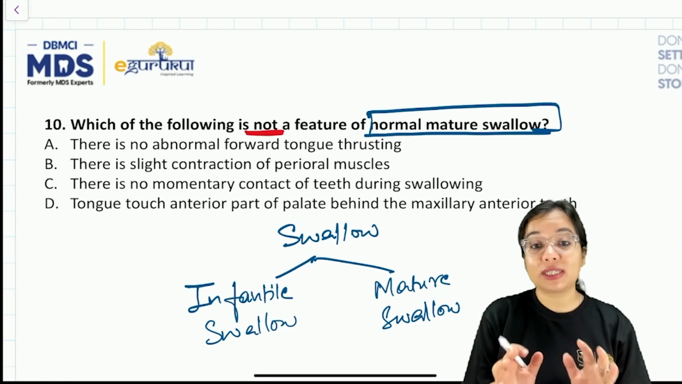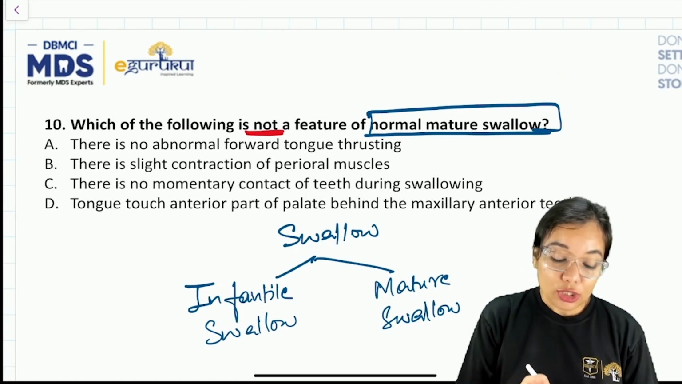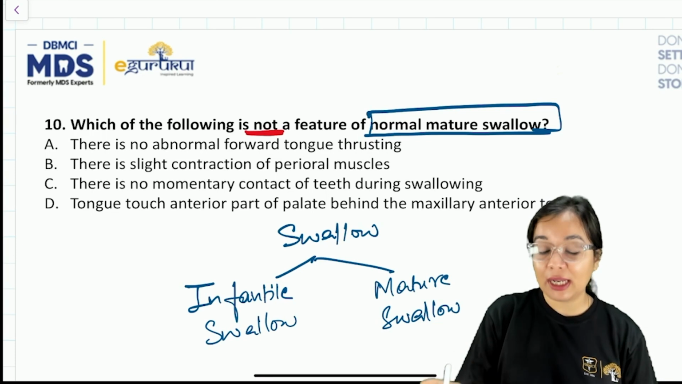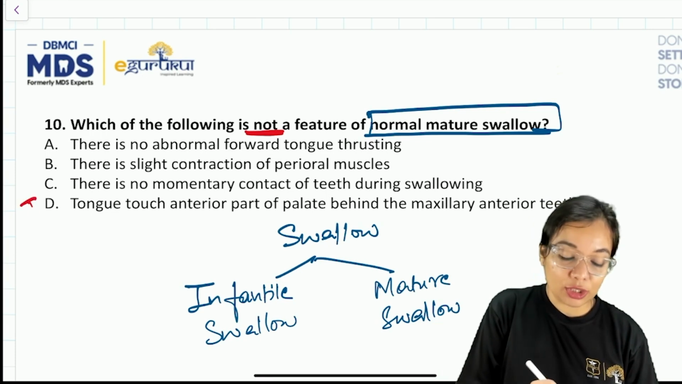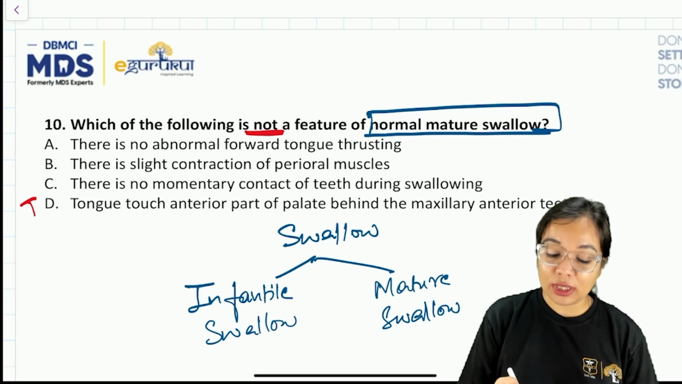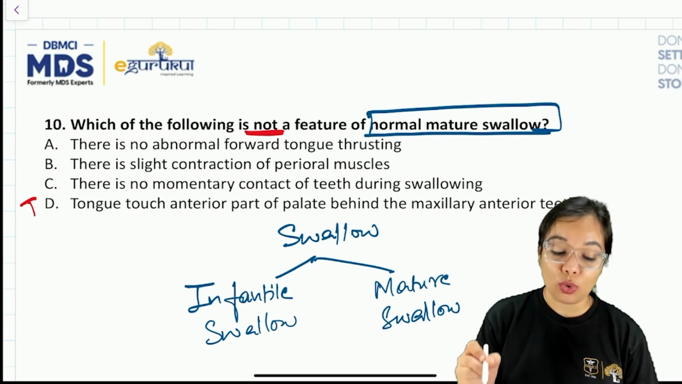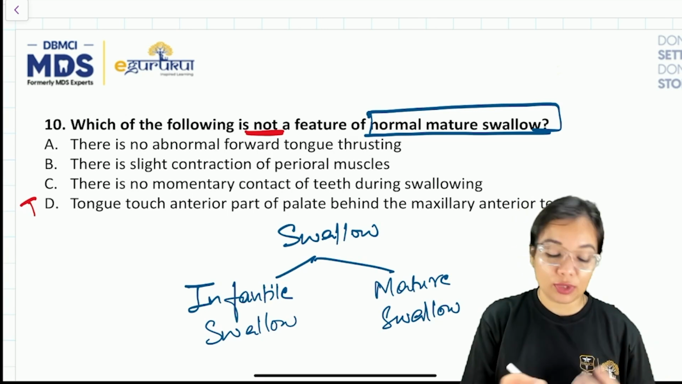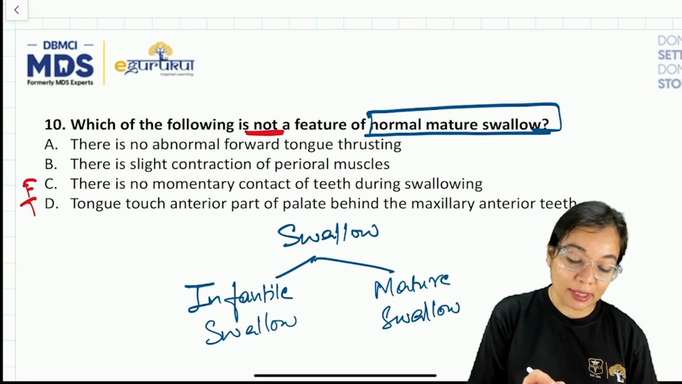So, which is a false statement they've asked. Tongue touches the anterior part of the palate behind the maxillary anterior teeth. So, yes, this is a true statement. C is there is no momentary contact of the teeth during swallowing. Okay, so there is no momentary contact of the teeth during swallowing. This is the false statement.